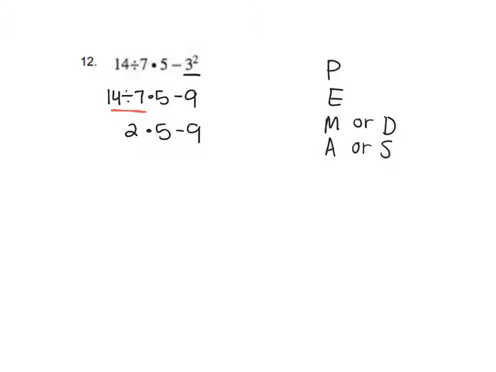Again, going through PEMDAS, I did the parentheses, I did the exponents, multiply or divide. Well, I see multiplication there and subtraction, so that means I need to multiply. That leaves me with 10 minus 9, and my answer is 1.